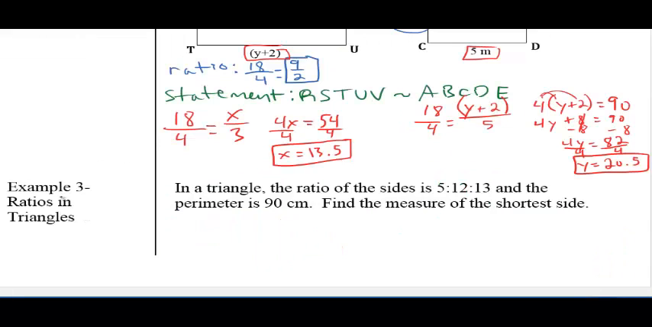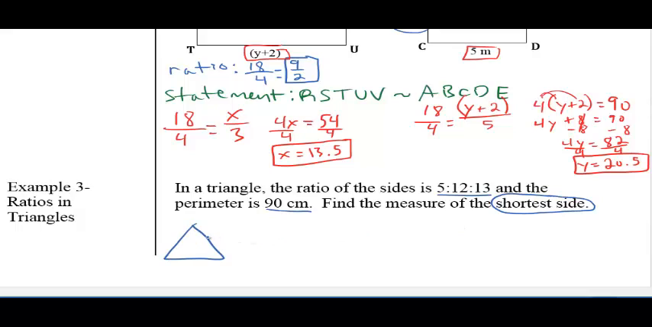All right, last example. Example 3, ratios in triangles. In a triangle, the ratio of the sides is 5 to 12 to 13, and the perimeter is 90 centimeters. Find the measure of the shortest side. Be careful you make sure you actually find the shortest side. It's being specific there.